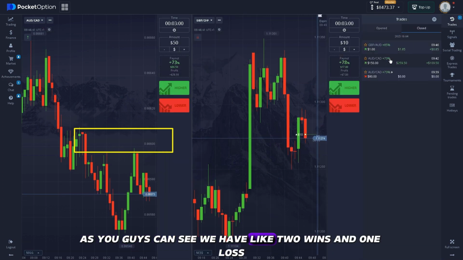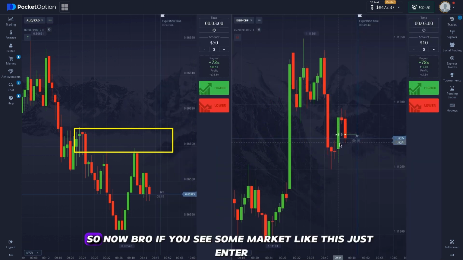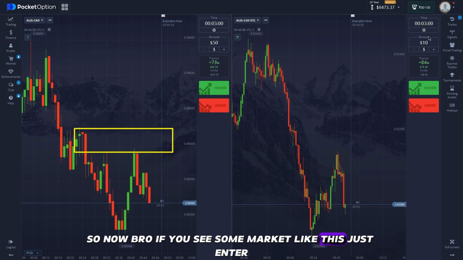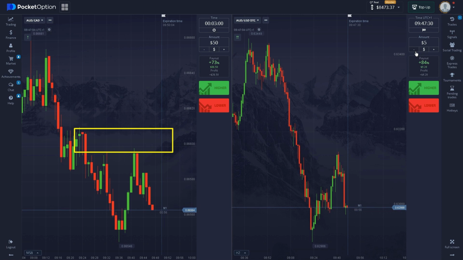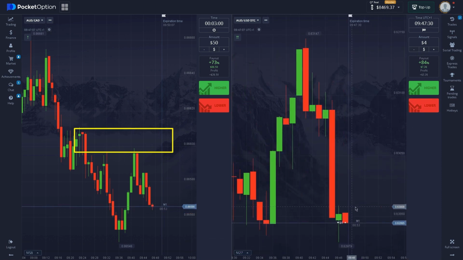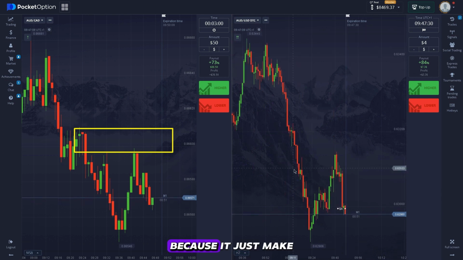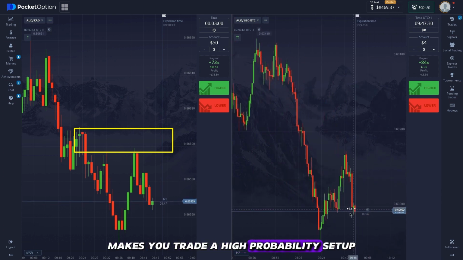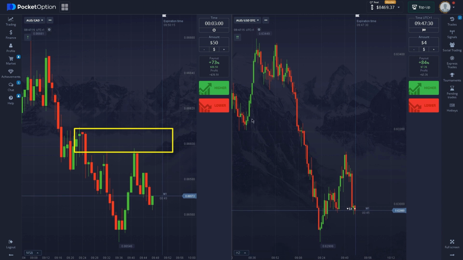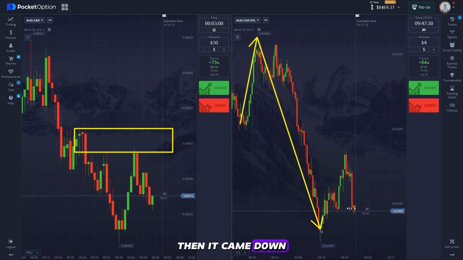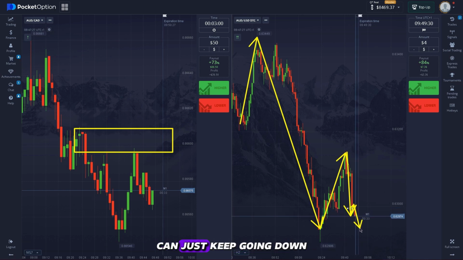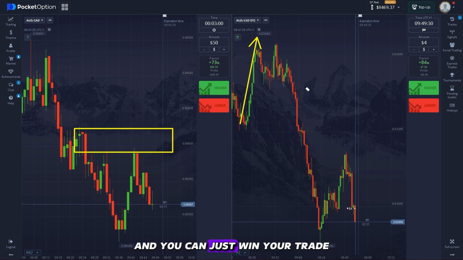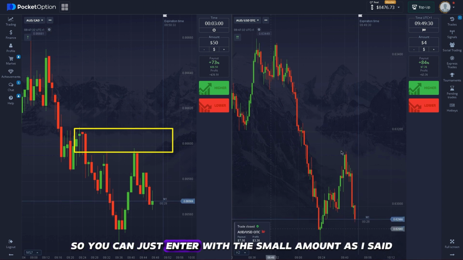As you guys can see, we have like 2 wins and 1 loss till now. Bro, if you see the market like this, just enter for a small amount for the same direction, because it just makes your trade a high probability setup. Because as you guys can see, the market went up from here, and then it came down, and then it went up, and then it came down. Then we had a little bit of retracement, and there is a high probability that the market can just keep going down, and you can just win your trade. So you can just enter with the small amount.